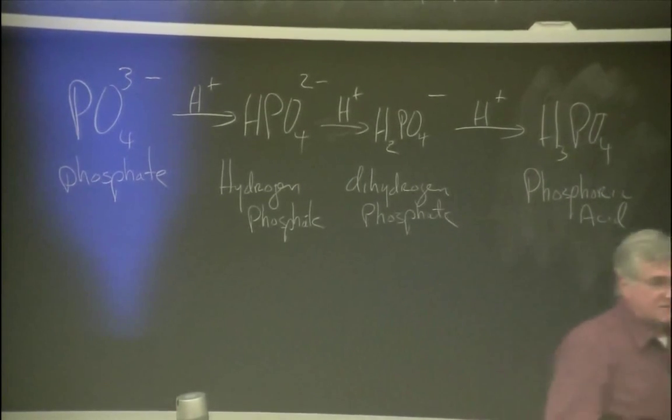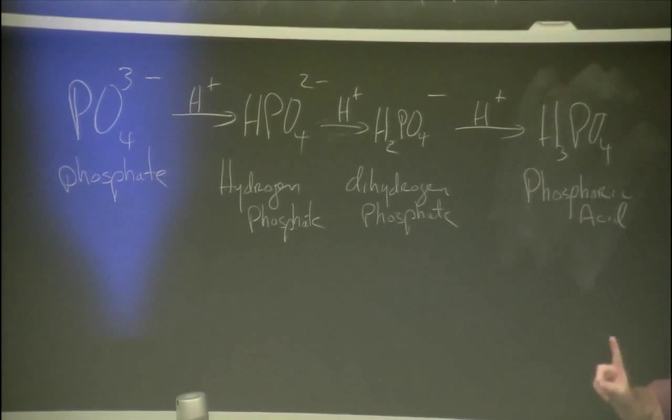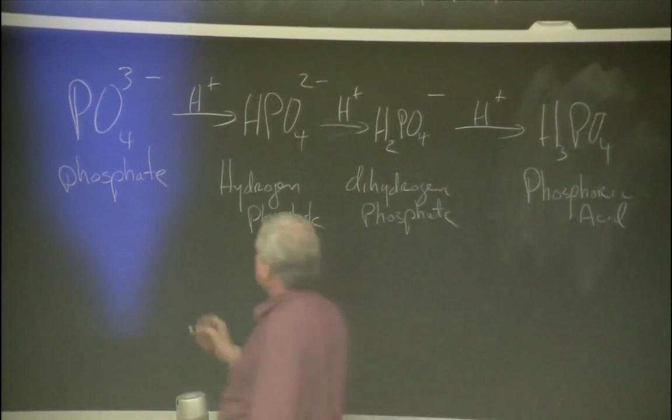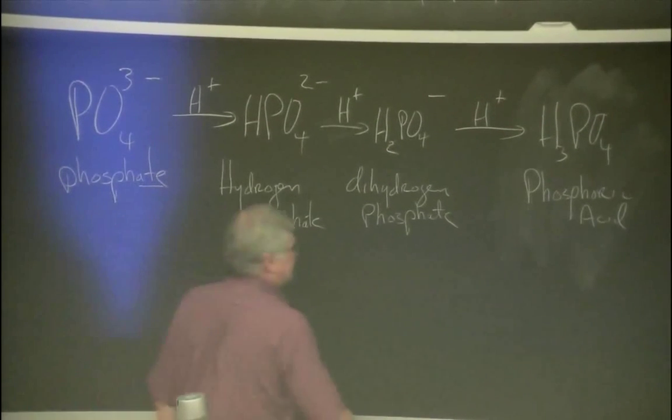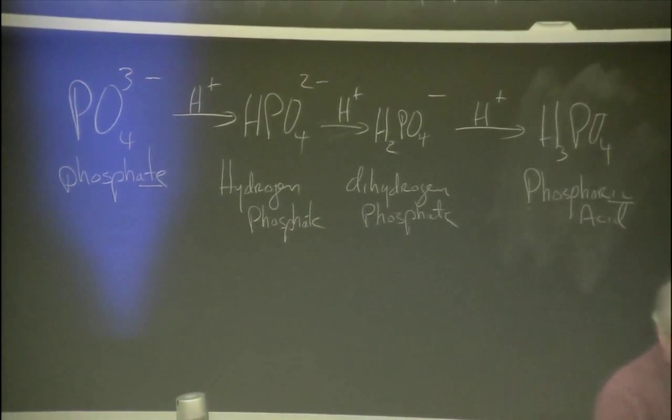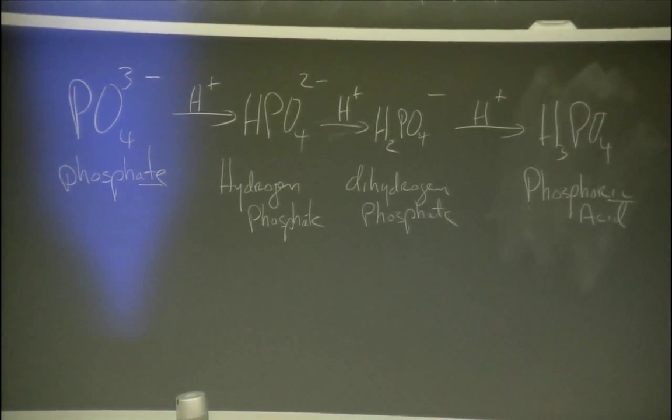Okay, so throwing hydrogens at it. 1 hydrogen, 2 hydrogens, di. This one, you're not going to go higher than 3 hydrogens, but just to show you how it can happen. Now, something to keep in mind is this. Phosphate, phosphoric acid. Whenever you have a polyatomic ion, that's good. They're all on there.